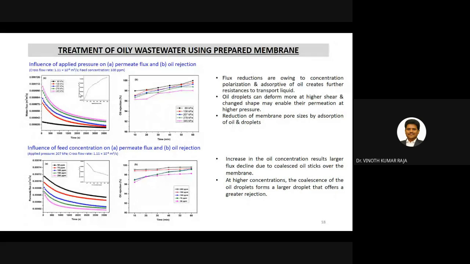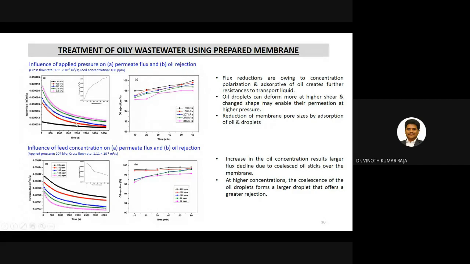And the rate of flux declination is higher at higher pressure. You can see here the flux declination is higher at higher pressure. That is due to the immediate formation of an oil layer on the surface of the membrane. At lower pressure the rate of flux declination is less, and at higher pressure the rate of flux declination is higher. So the higher pressure makes the membrane fouling faster. So this is the explanation of the flux behavior.